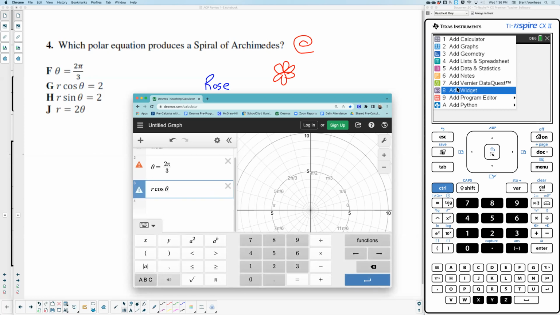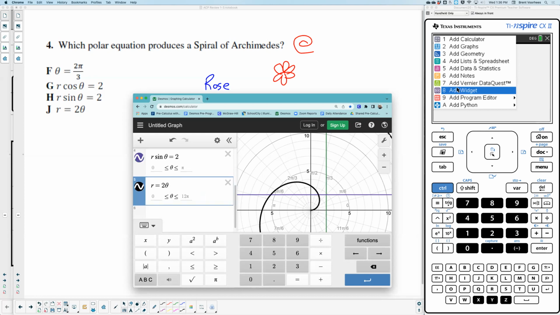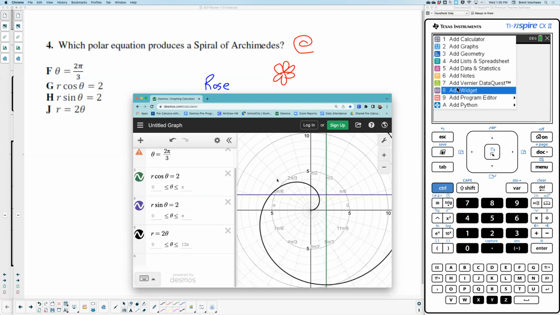Again, I'm going to type in theta equals 2. There's a graph. R sine theta equals 2. There's a second graph. And finally, our last graph, r equals 2 theta. Do any of those look like a spiral?